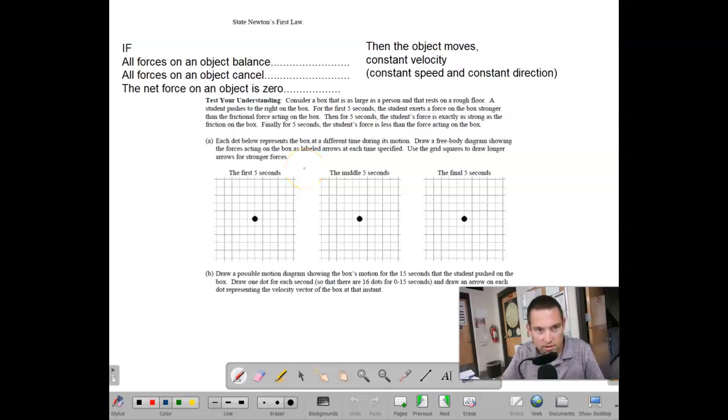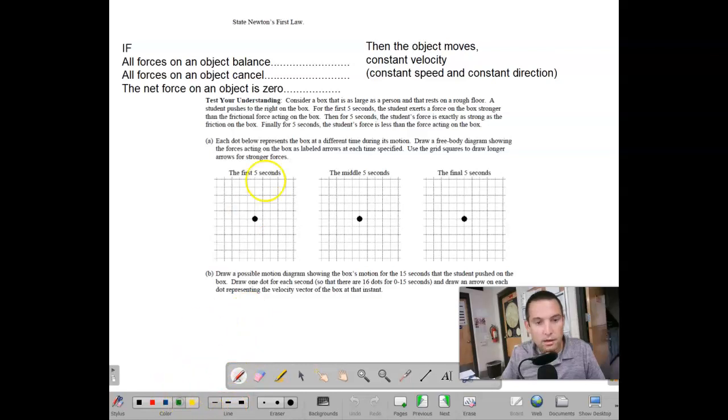We're doing some physics here, testing our understanding. We got Newton's first law. Newton's first law says that if all forces on an object balance, or all forces on an object cancel, or the net force on an object is zero, then the object moves with constant speed and constant direction, aka constant velocity. So, testing our understanding.